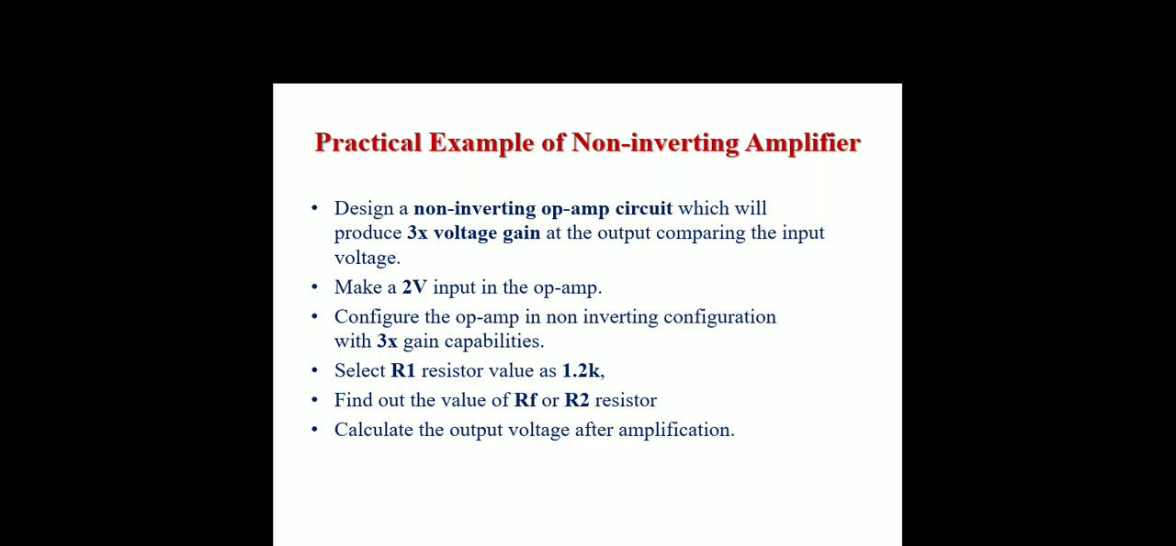Let's take one example. We will design a non-inverting op-amp circuit which will produce 3 times voltage gain at the output compared to the input voltage. So make a 2 volt input in the op-amp. We will take 1.2 kilo ohm as input resistor, that is R1, and we'll find out the RF, that is the R2 resistor. Already we have made a 2 volt input of the op-amp for non-inverting configuration.